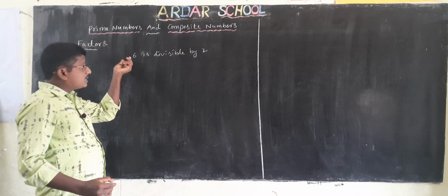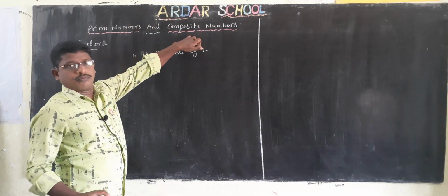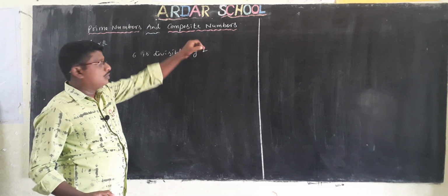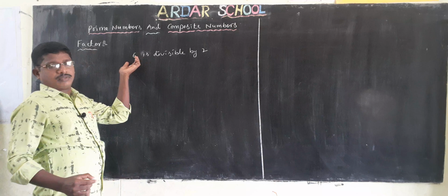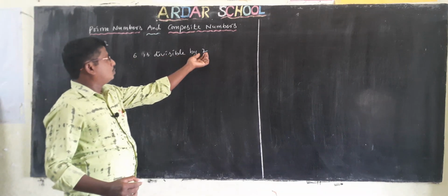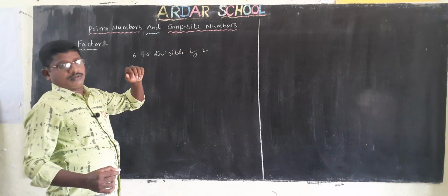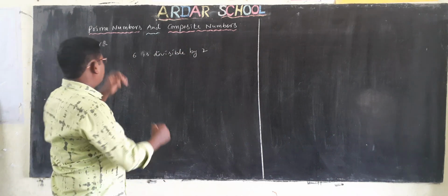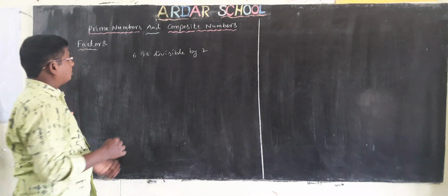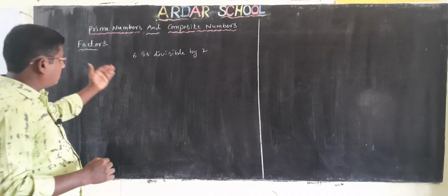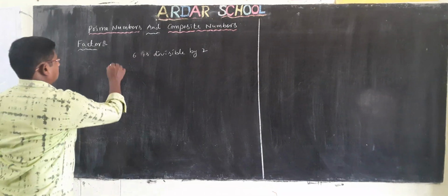What about 6? 6 is a multiple of 2. According to 2, 2 is a factor of 6. According to 6, 6 is a multiple of 2. So here, again, I have to write some numbers and their factors.